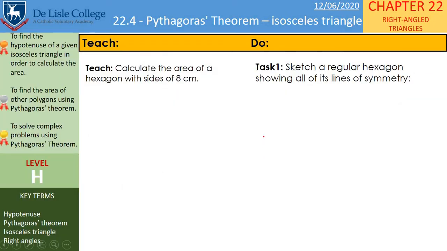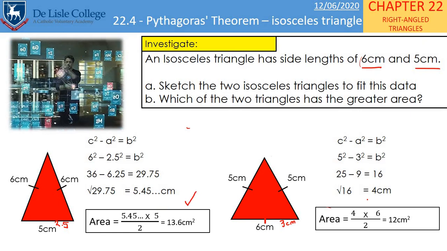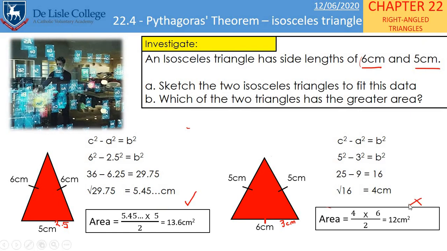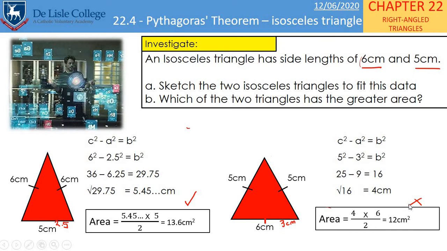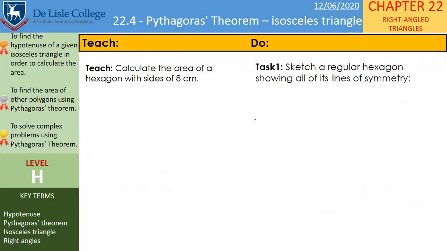So we now know that this one has the greater area and this one has the smaller area. Brilliant. If you didn't get it, please get it down. Right, next one.